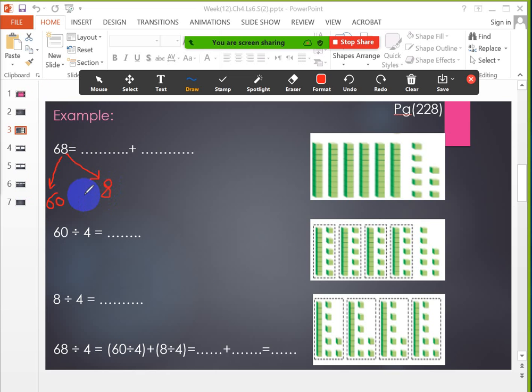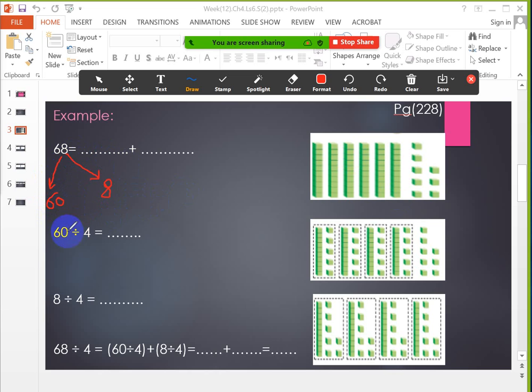Can I break or divide those numbers by using base 10 blocks? Yes, I can. In base 10 blocks, yes, I can. But in my mind, it's hard. I can't, as we said in the last example. So let's take a look at how I will do that.